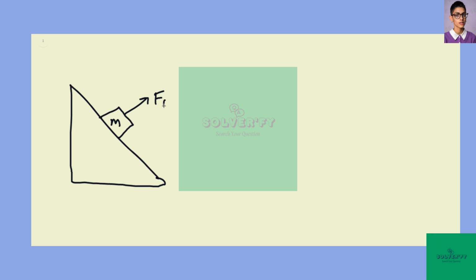So let's first draw a free body diagram. My apologies. There we go. And so we have a mass here. Perpendicular to the surface will always be the normal force. Going straight down will always be the force of gravity.